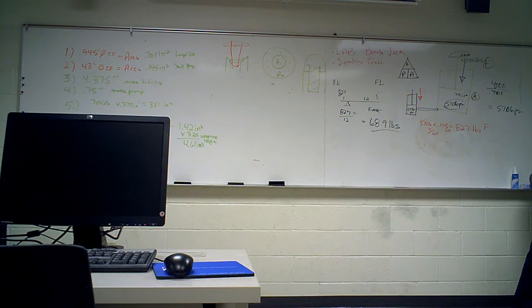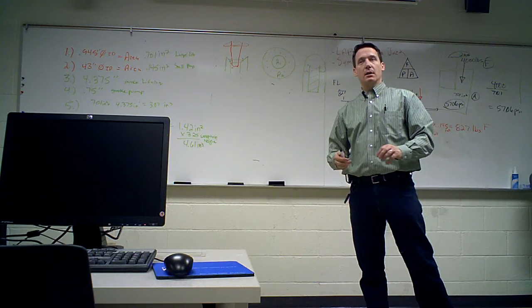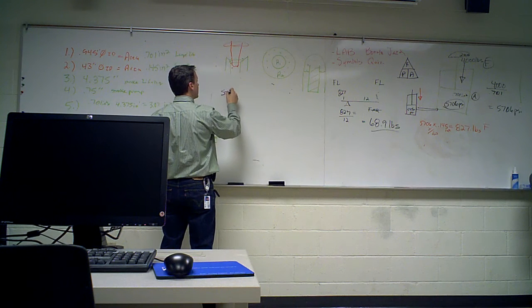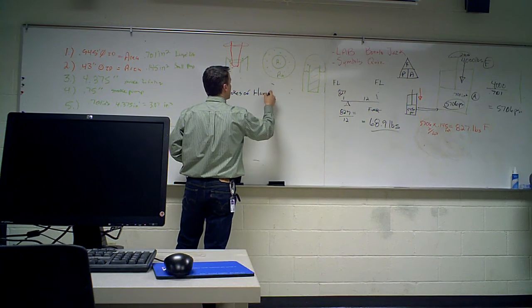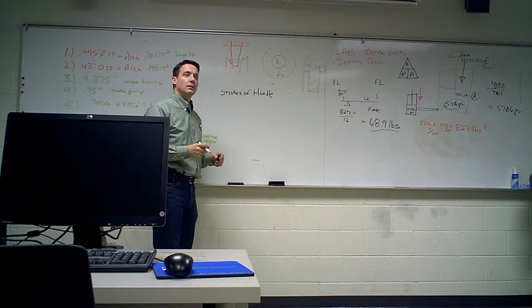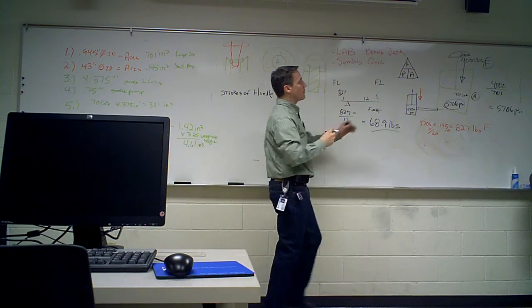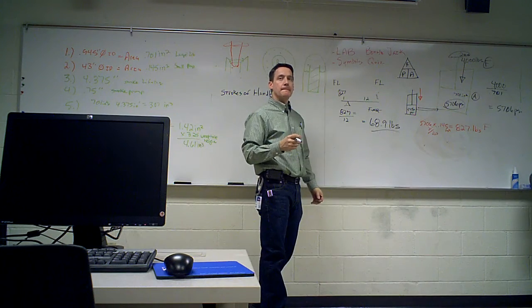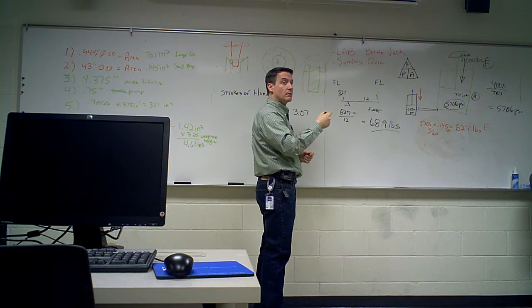Number 11, I think. How many strokes of the handle will be required to fully raise the load? How'd you get that? You took the volume of the big cylinder, and divided by the volume of the little cylinder. So we knew that the big cylinder volume is how much? 3.07 cubic inches. Yep.